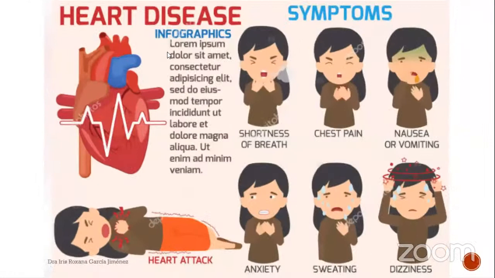Now, well, this chart is for showing us some details. As a summary, we can say the common symptoms are present here in order to help identify these pathological situations, right? We have shortness of breath, chest pain, nausea or vomiting, anxiety, sweating, and dizziness. And of course, the heart attack.